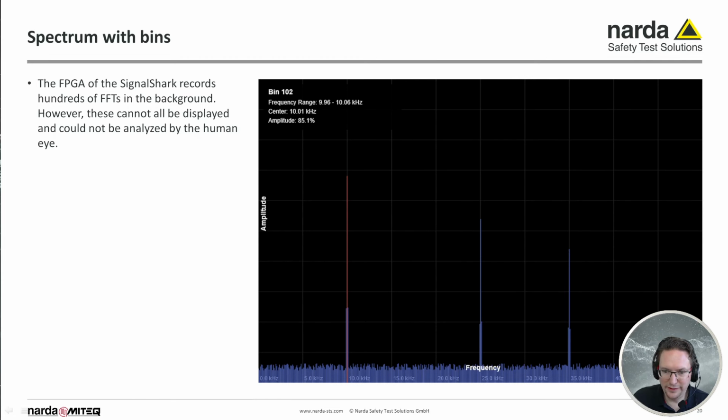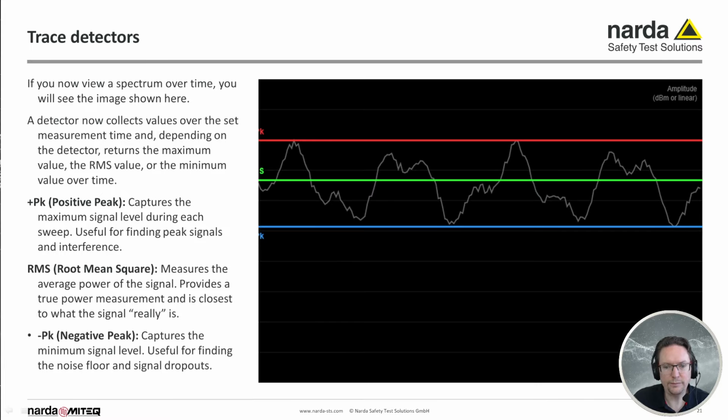So let's assume we just go with one spectrum bin, this red spectrum bin, and look at this over time. So therefore we have the detector. Now we have this one single spectrum bin over time, and the gray line is just the value over time.